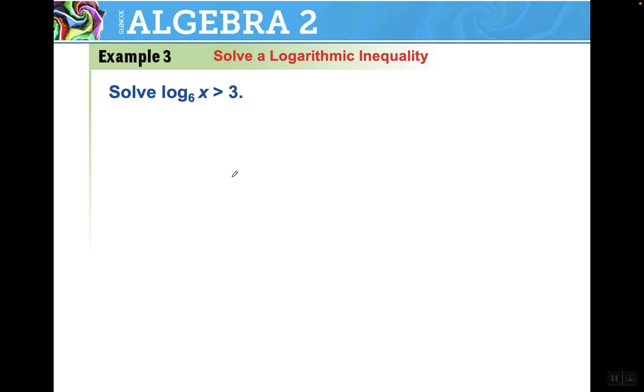So how am I going to solve this? Well, I guess I'll put it into exponential form. So I'll write 6 to the power of 3, well, I won't write equals, since it's greater than right now, but I'm switching x to this side, so I'm actually going to have to change the sign. And there you go. 6 to the power of 3 is 216, so x is greater than 216.